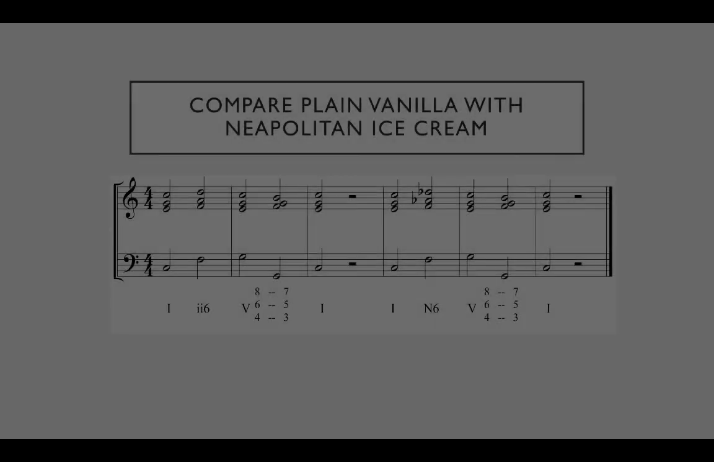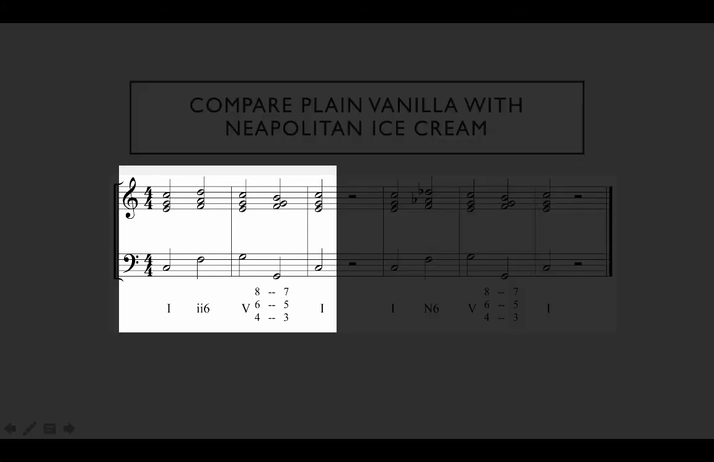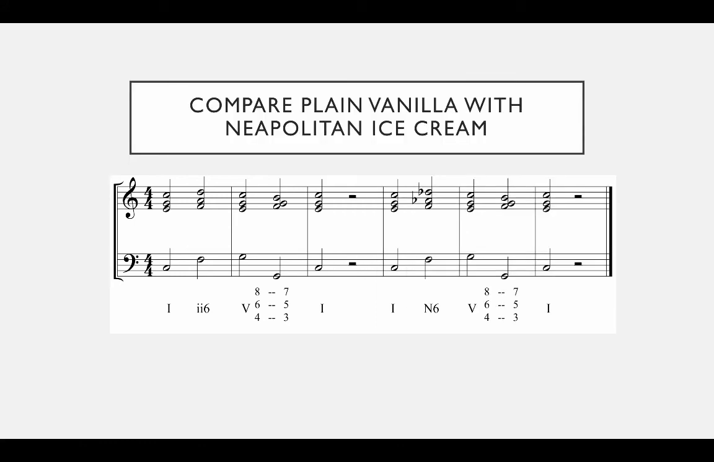Let's listen. First, there's the plain old vanilla 1, 2, 6, cadential 6, 4, 5, 7, 1 progression. Now let's listen to it with a little bit of Neapolitan flavor. That is 1, Neapolitan 6, cadential 6, 4, 5, 7, 1. Notice how the movement into the chromatic alterations adds a little bit of spice to an otherwise normative progression.